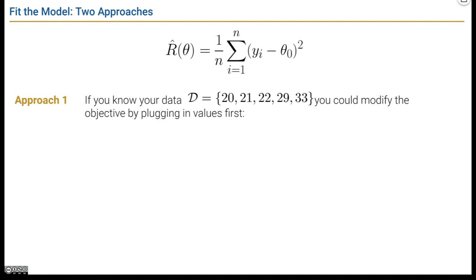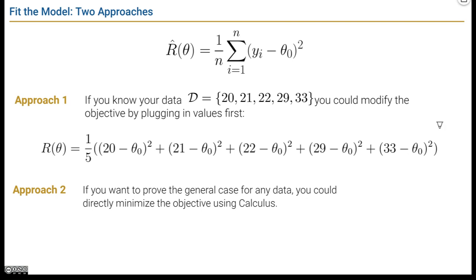So one way you could do this is if you know the data, like we do in our specific example of the boba tea, you can modify this function by just plugging in the values first. And then I want to find the value of theta naught that minimizes this function. You may remember when you have a function like this where my highest power of the variable is just squared, this is called a quadratic, and so it's going to have the shape of a parabola. And so we just need to find the location of the minimum of this parabola. Thinking of this as theta, and this is r of theta.